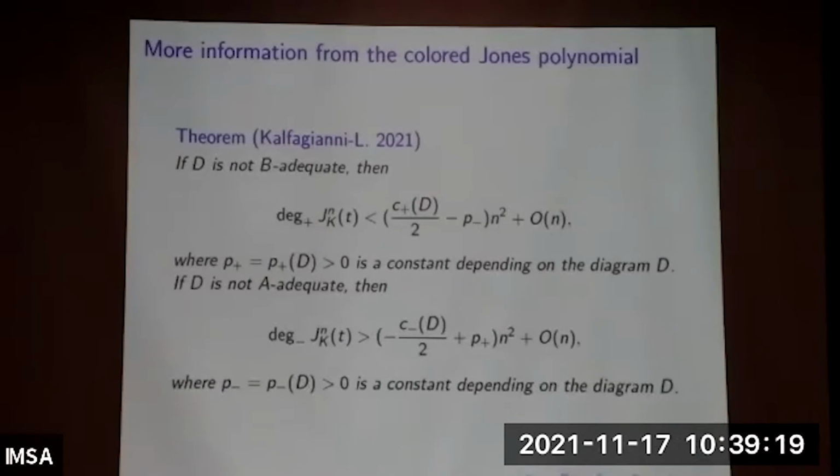So this is really it. And I just want to say one more thing. This quadratic behavior with respect to n squared is not something you can see just from the Jones polynomial because everything is sort of put together. And so this tells you that the colored Jones polynomial is strictly more information.